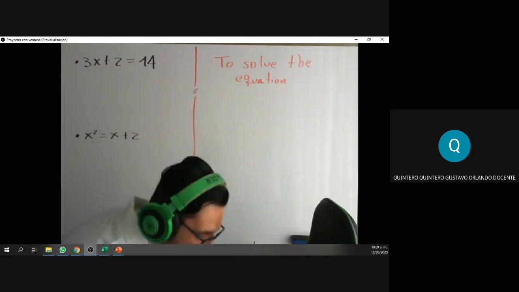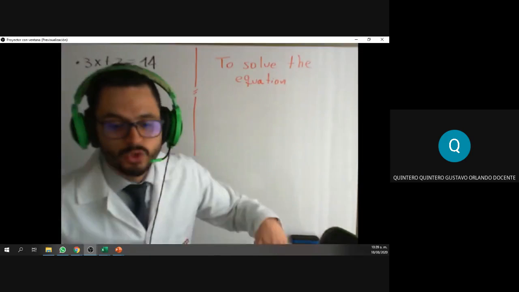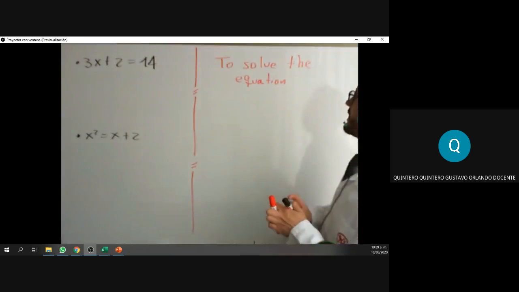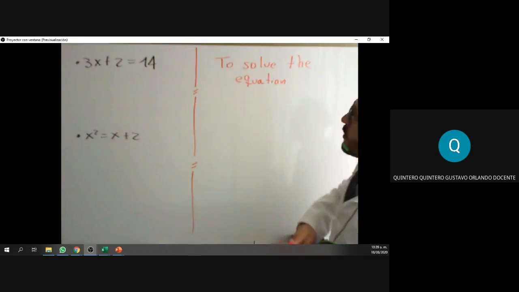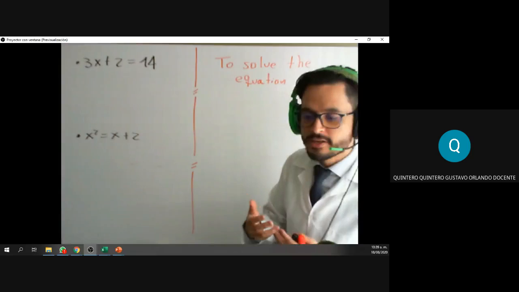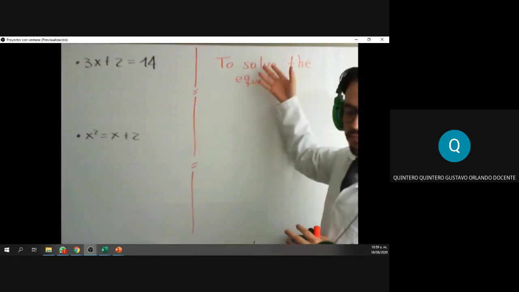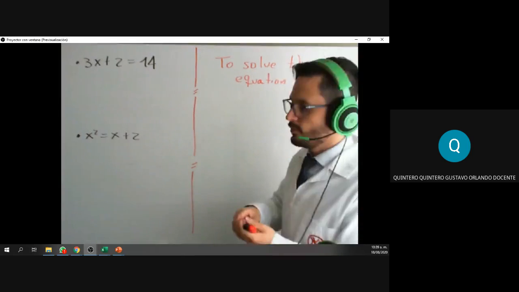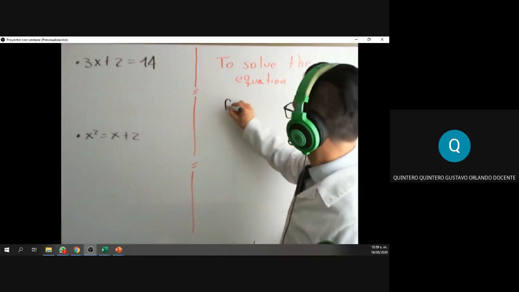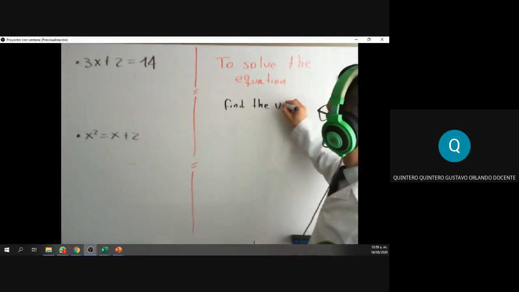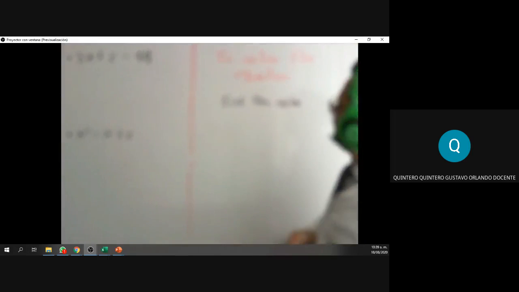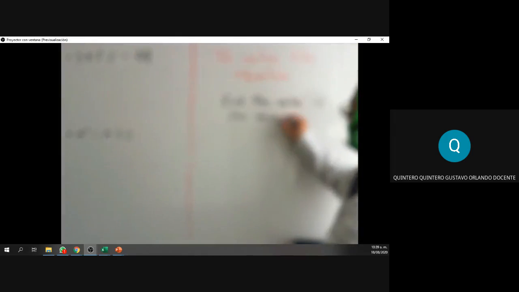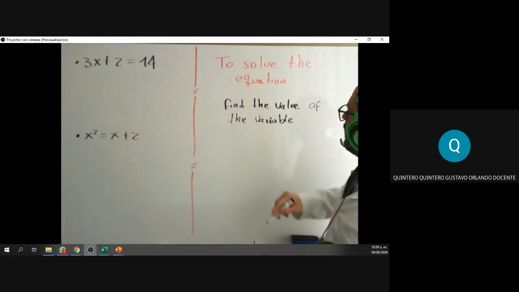Here on the board, I have a couple of examples of what it is to solve an equation. I'm going to write it down for you guys. Hopefully, you guys are writing this down as well. All right, what is this? To solve the equation. Whenever the exercise or the quiz says, solve the equation, what is the teacher expecting you to do? Pretty simple. You need to find the value of the variable.